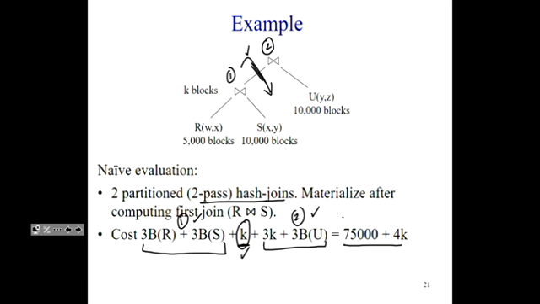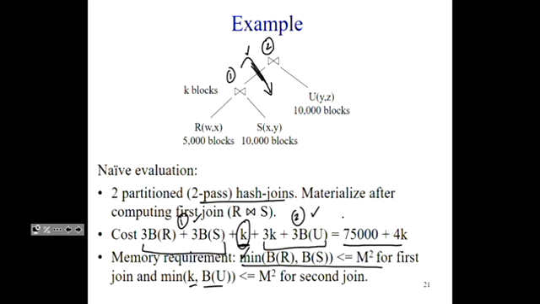Any other questions? Okay, so this was the simplest case. We didn't really have a stringent memory requirement for this. Let's look at that memory requirement before I go ahead. The memory requirement was essentially that the minimum of B(R) and B(S) must be less than or equal to M squared for the first join, and the minimum of K and B(U) must be less than or equal to M squared for the second join.